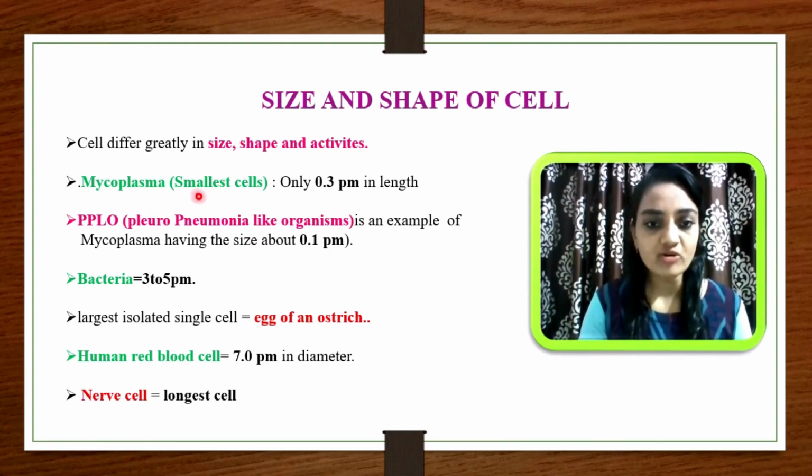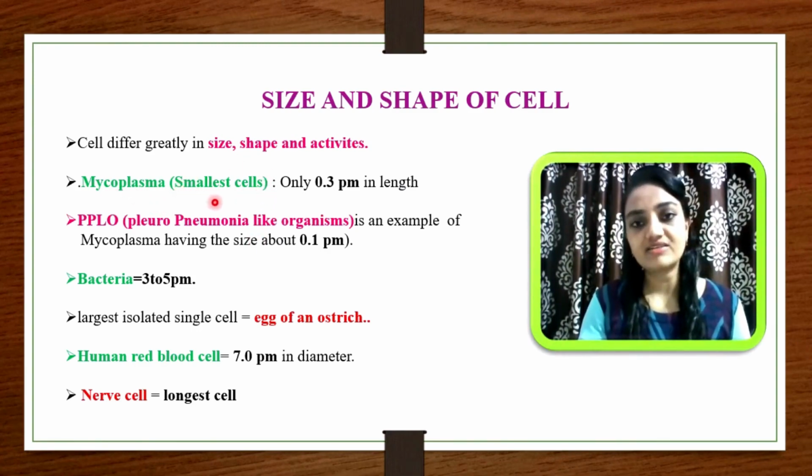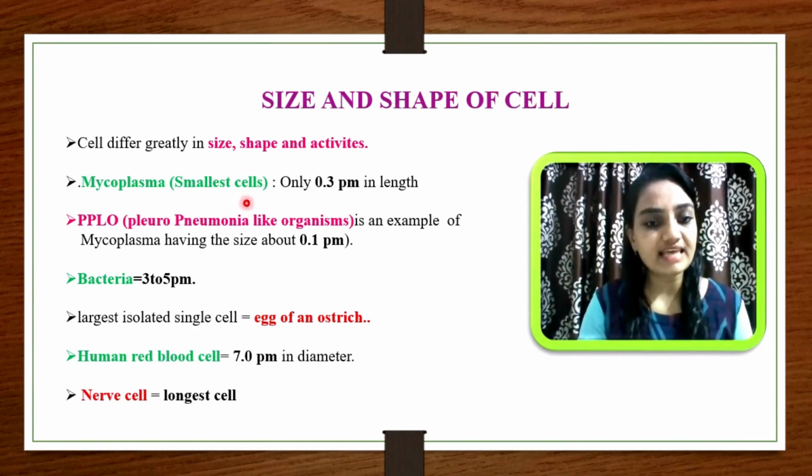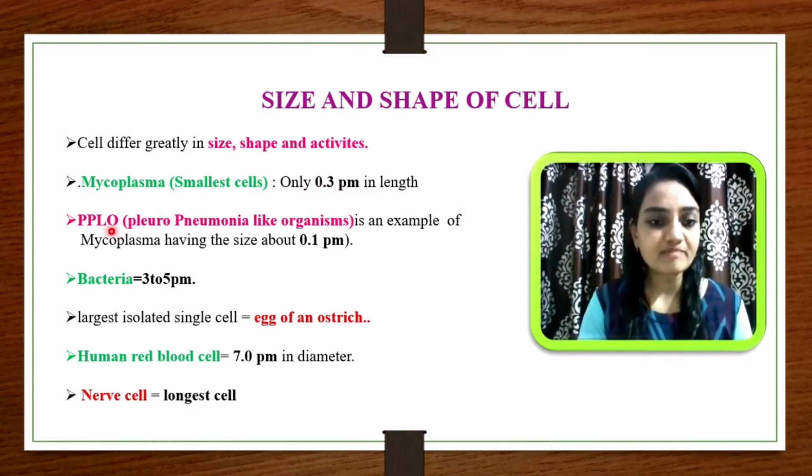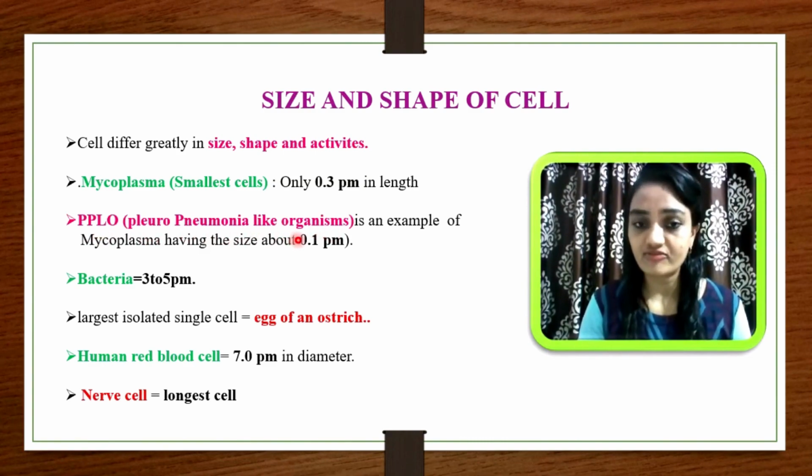Mycoplasma are the smallest cells. What are the smallest cells? The smallest cells are mycoplasma, and they are only 0.3 micrometer in length. Very small size. Then PPLO, that is pleuropneumonia-like organism. You have to remember the full form of PPLO. It may be asked in board exams as well as in the NEET exam. So be very clear about the full form of PPLO. It is an example of a mycoplasma having a size above 0.1 micrometer. So these are the sizes of cells.